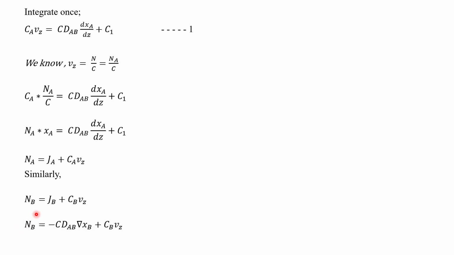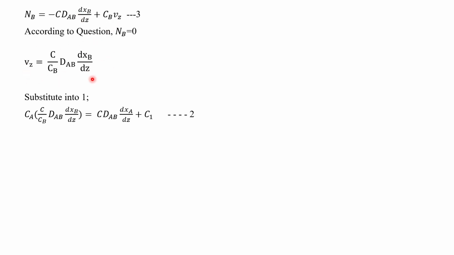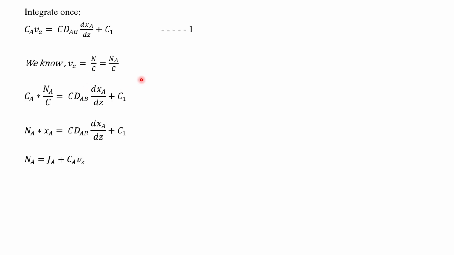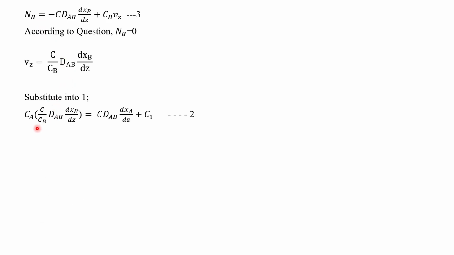And for our case, Nb is 0. So in this equation, we substitute Nb is equal to 0 and solve for Vz. We solve for Vz and we get Vz as this. We substitute into equation 1, this one. We substitute Vz into equation 1, we get this equation.